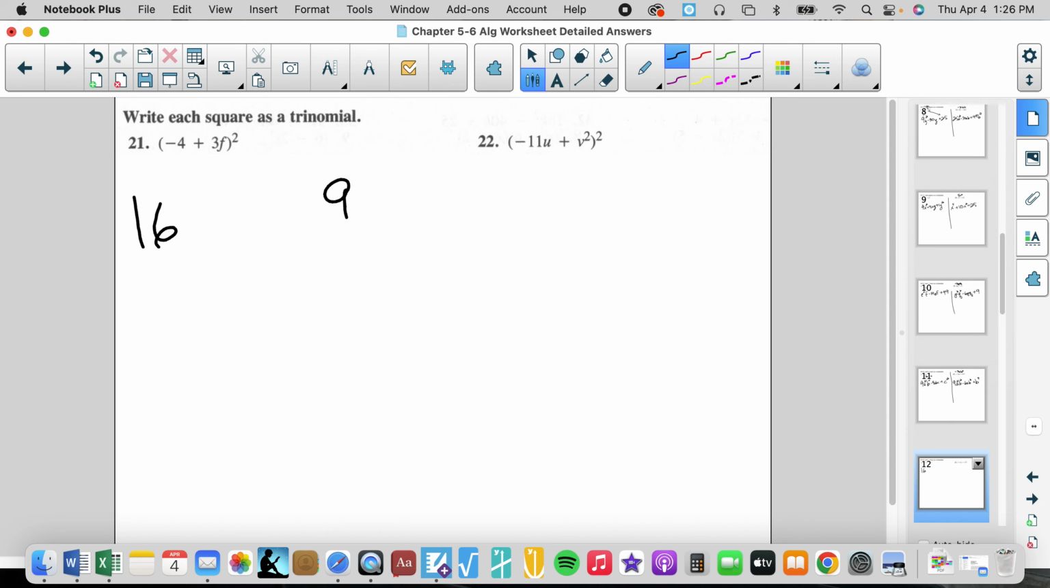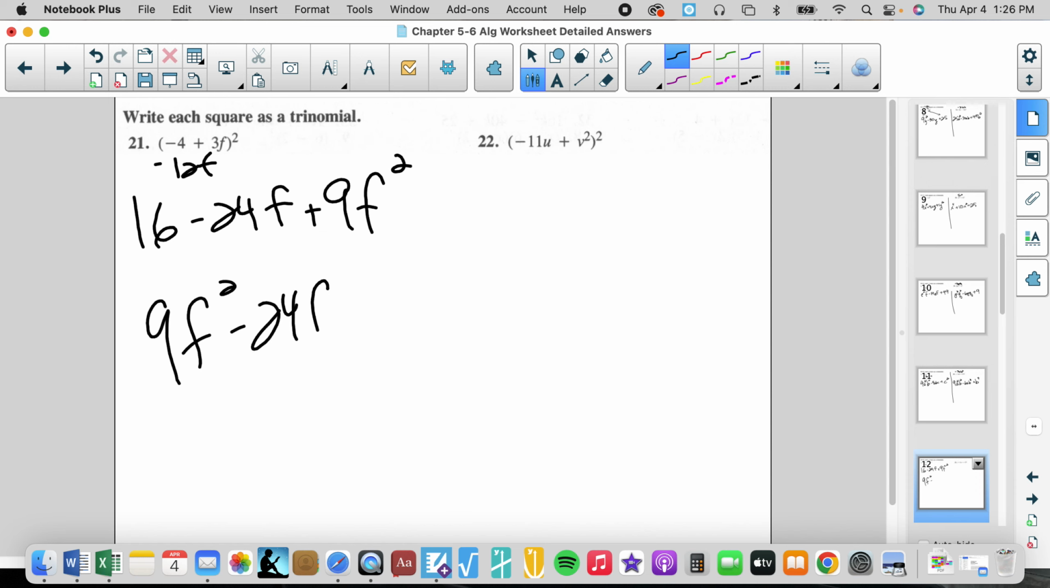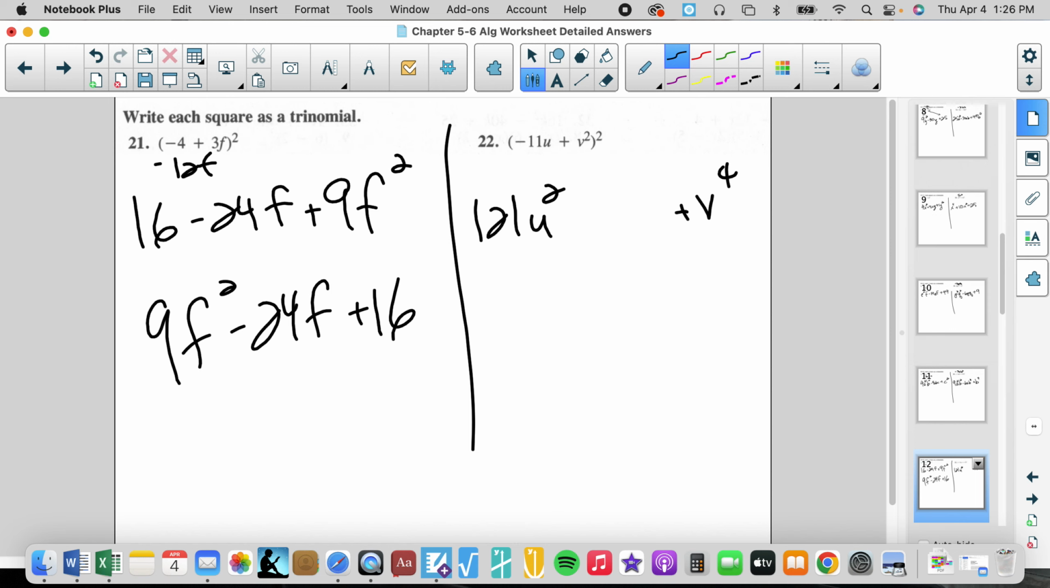16, 9f squared, that's negative 12f, negative 24f. And I'm just going to rewrite it as 9f squared minus 24f plus 16. Were you aware that it wasn't in standard form? Attention to detail. So this is 121u squared. That's going to be v to the fourth. That's negative 11uv squared, negative 22uv squared. This is in standard form.